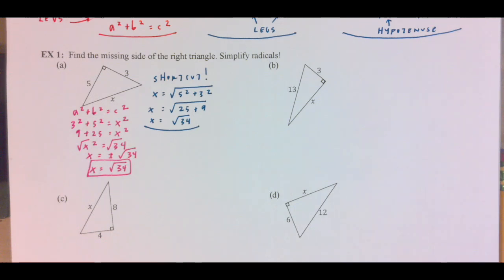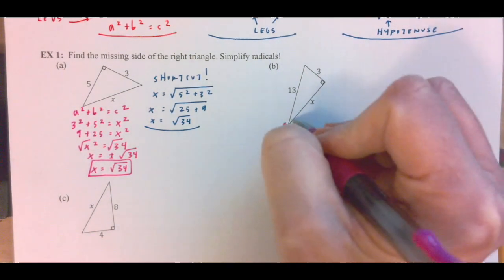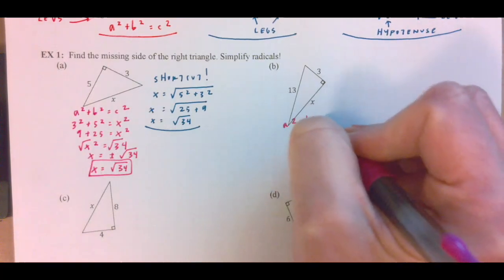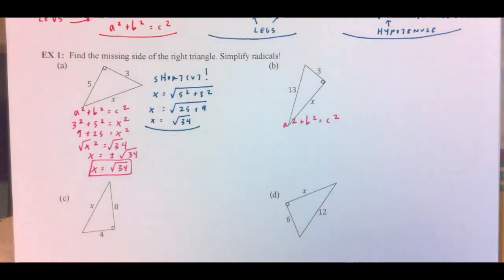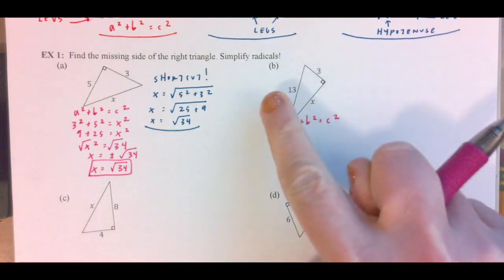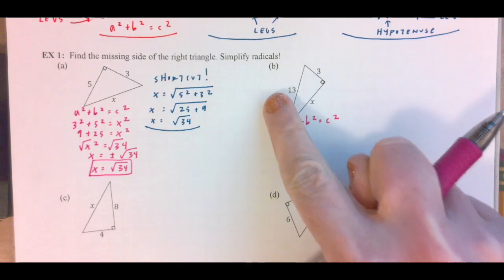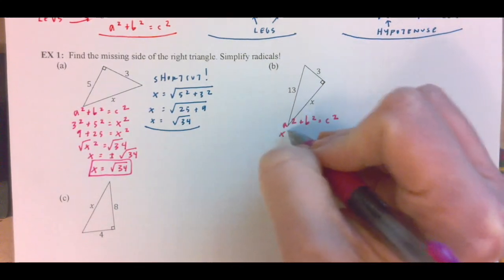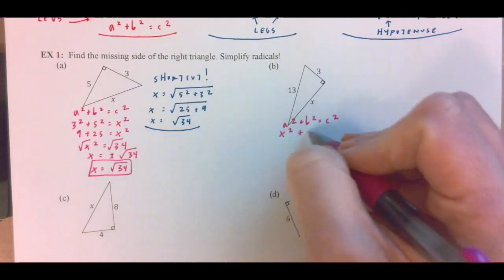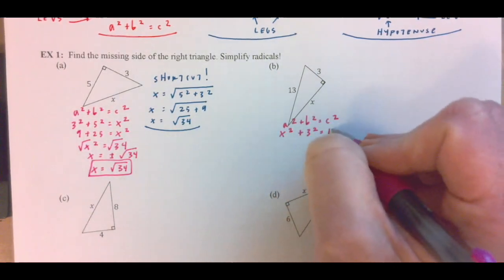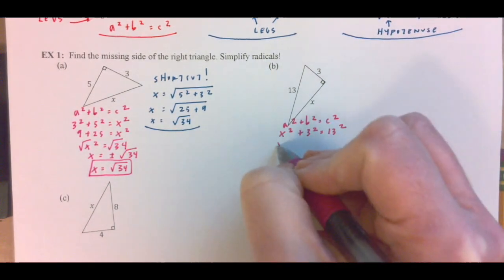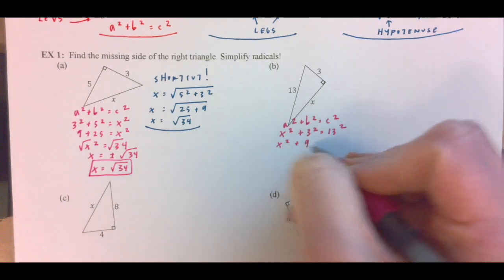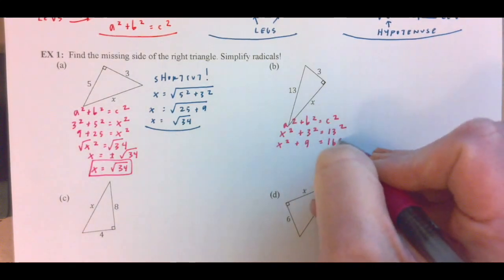Okay, for b, same thing. Let's say that I start with the Pythagorean theorem. So a squared plus b squared equals c squared. Here I have one leg, and here I have a hypotenuse. I want that longer leg. So I'll say x squared plus 3 squared equals 13 squared. x squared plus 9 equals 169.